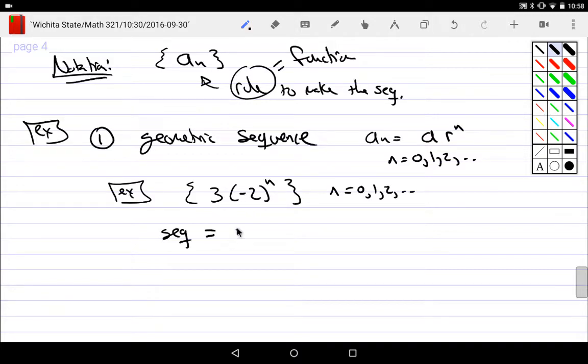3 times 1, which is 3. Plug a 1 in. What do I get? Anybody? Negative 6. Plug a 2 in. What do I get? Plug a 2 in, that would be 4 times 3. I get what? 12. Plug a 3 in. What do I get? Negative 24. Dot, dot, dot.